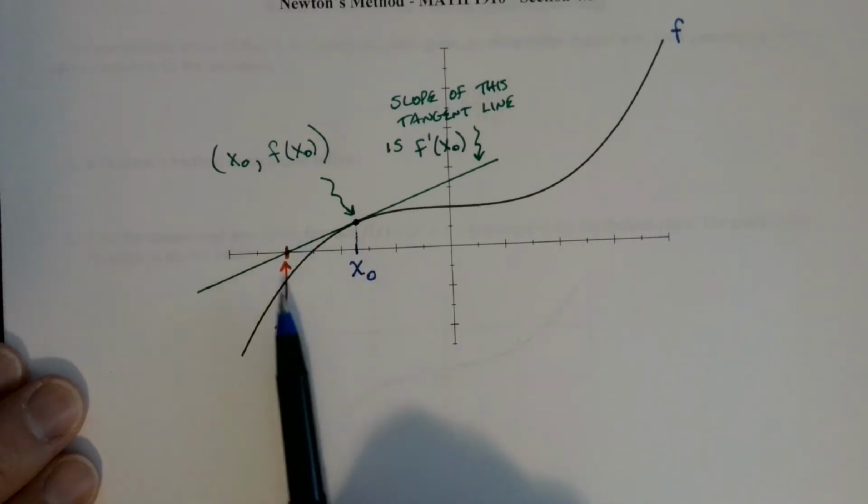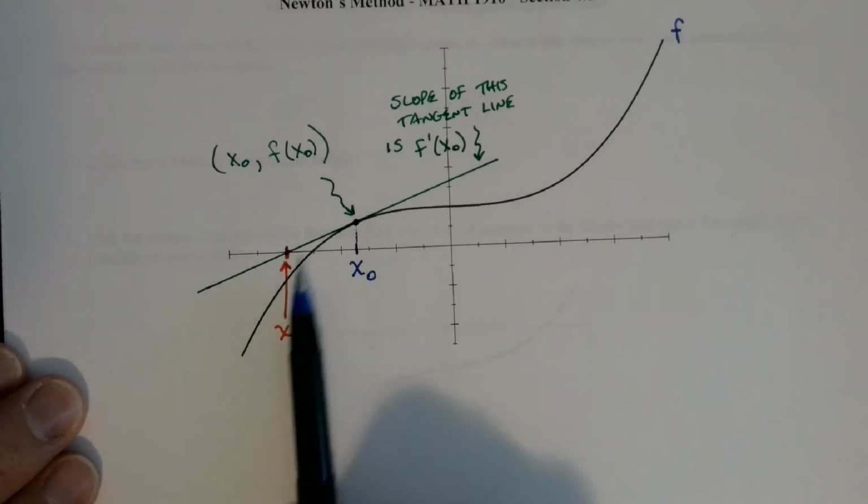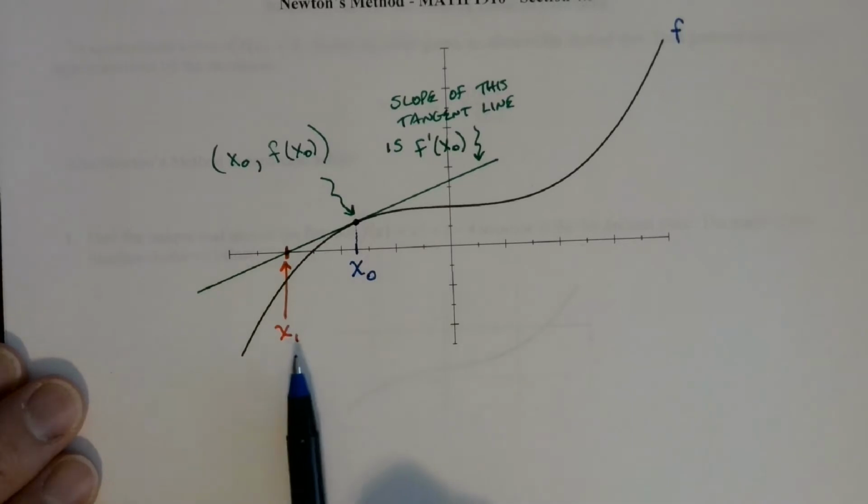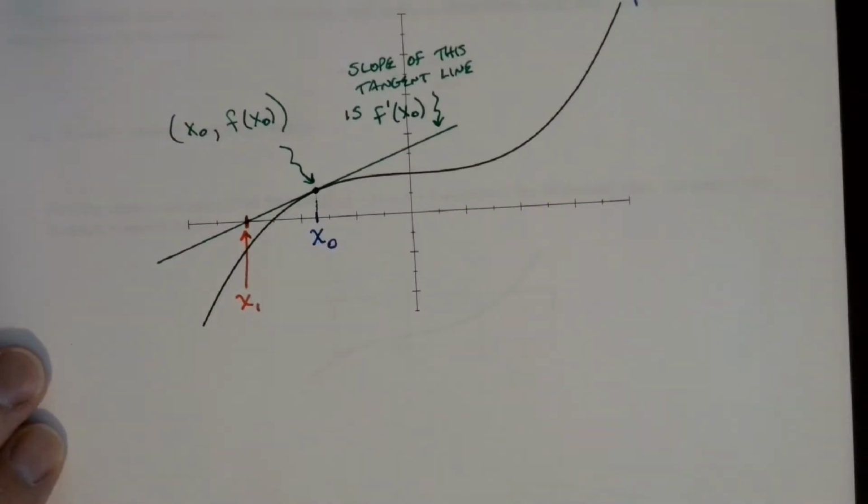But notice my new guess, my first iteration, is a little bit closer. How can I find the value of x sub 1? Well, let's see how to do that.